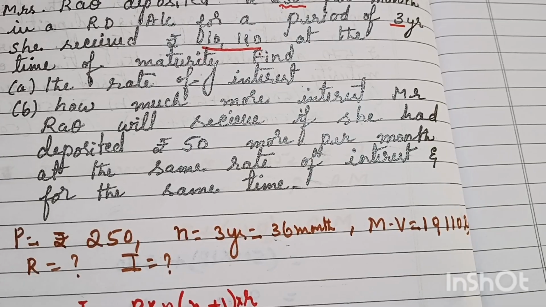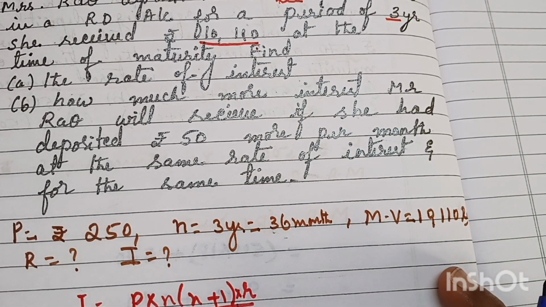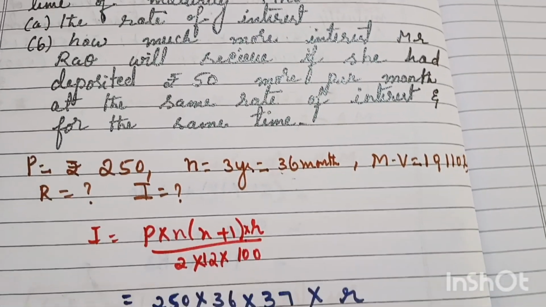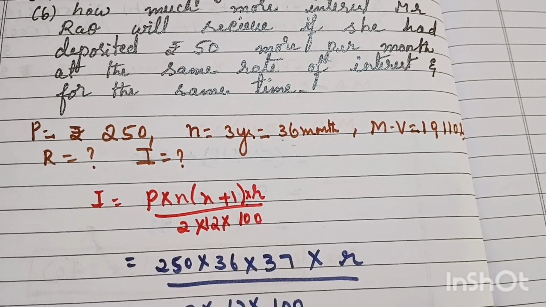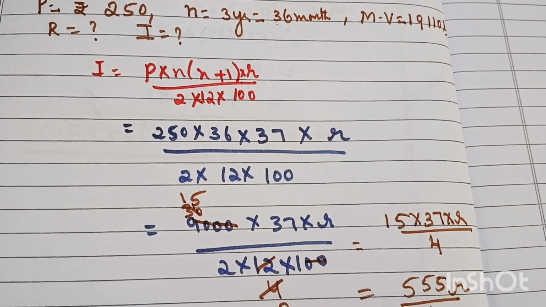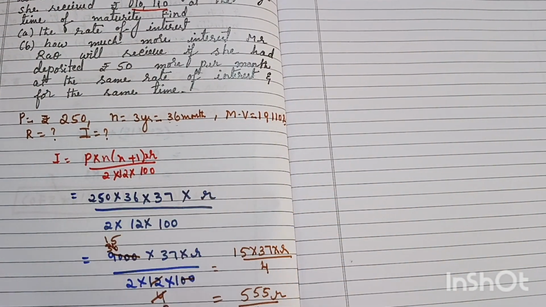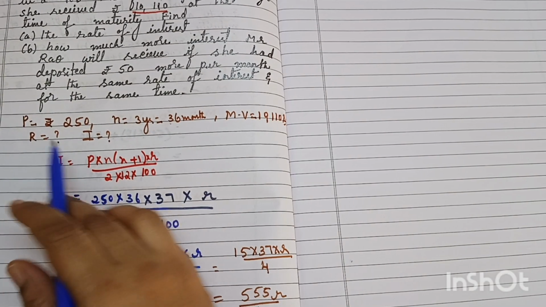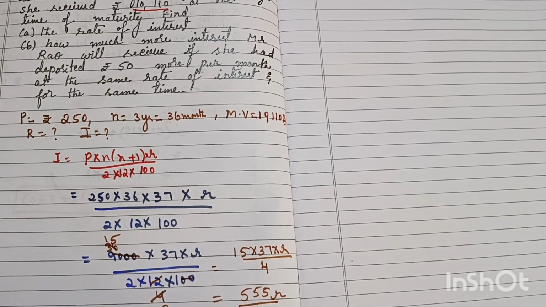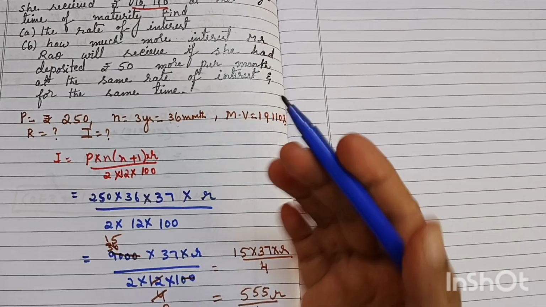Okay, Mr. Rao deposited 250. So principal 250, the number of years 3 years, maturity value 10,110. And then with the formula, interest is now 555 r by 4. Now, with the help of principal and interest we have to find the rate of interest. Interest we got 555 r by 4. With the help of this maturity value we can find any one.